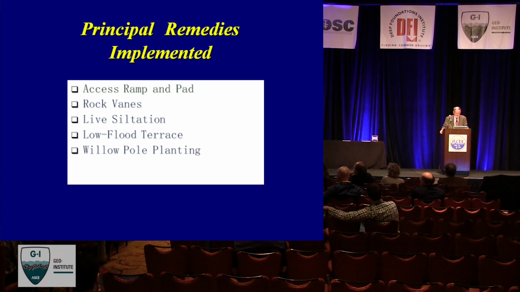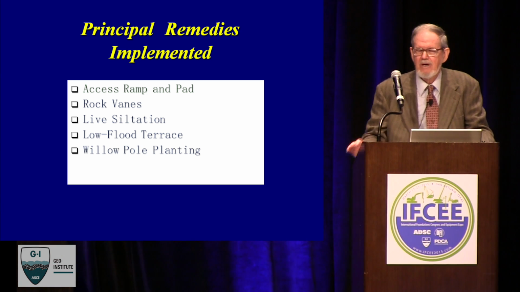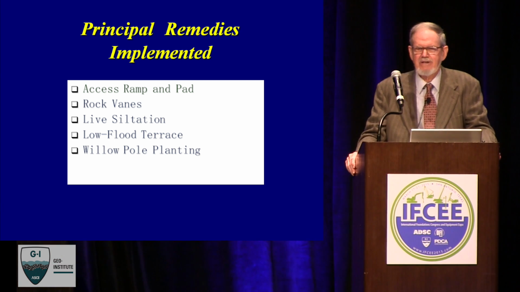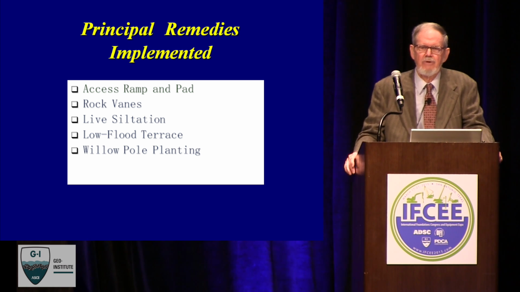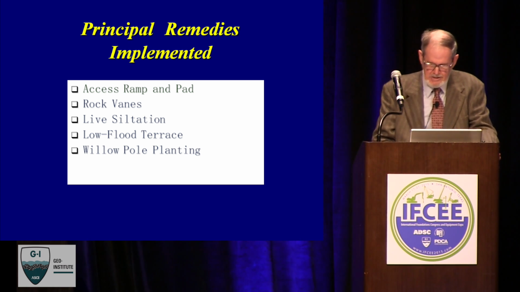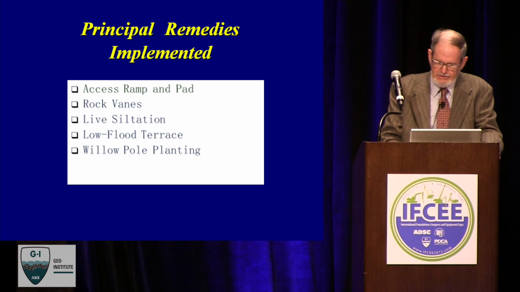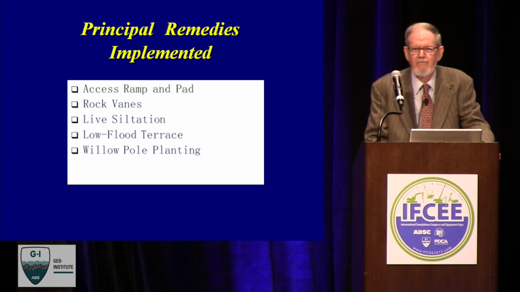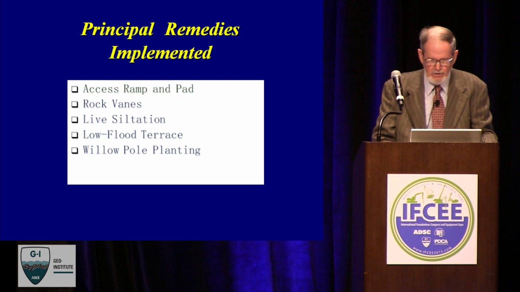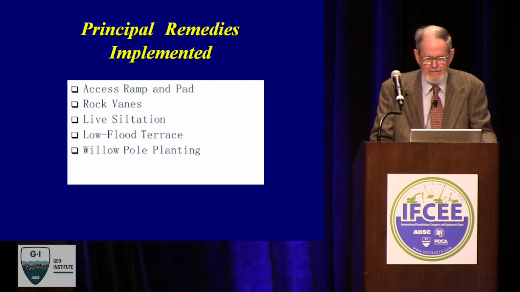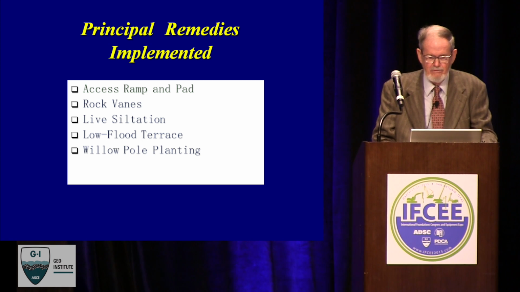So the following access and biostabilization measures were selected and implemented: an access ramp and pad, the use of rock veins. Rock veins is a redirective technique that's frequently employed with biostabilization measures. Live siltation, which I will describe shortly. The construction of a low flood terrace, which was planted with willow poles. So the willow poles were placed on the low flood terrace.